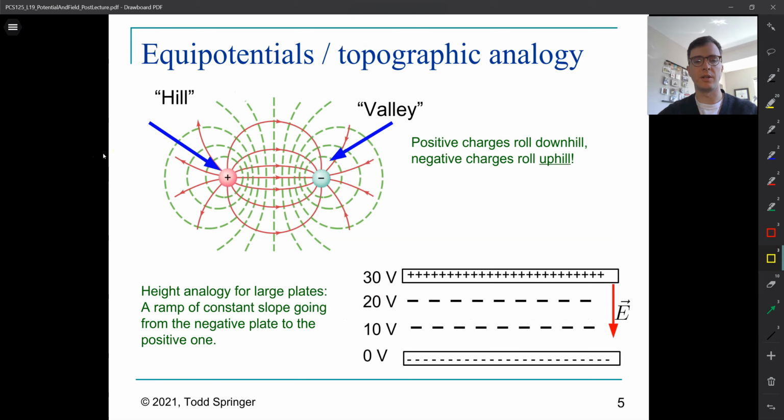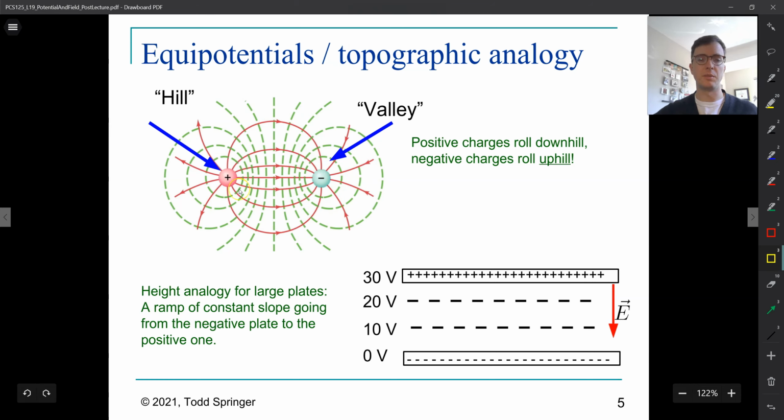Okay, so again, this is just to visualize the electric potential. If you have 2 point charges, plus and minus, for example, we know we have some electric field lines that are connecting those two. So the red lines are the electric field lines, and the dashed green lines are the equipotential lines. So I like to visualize this as kind of like a landscape, right?